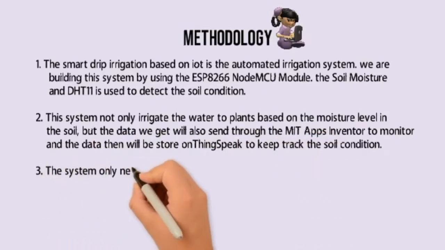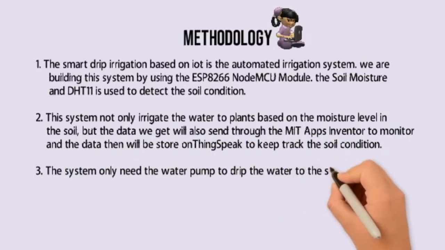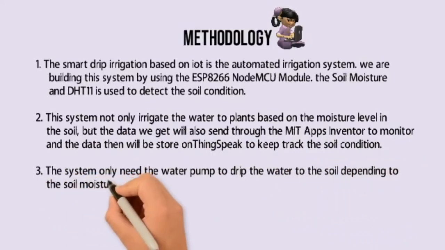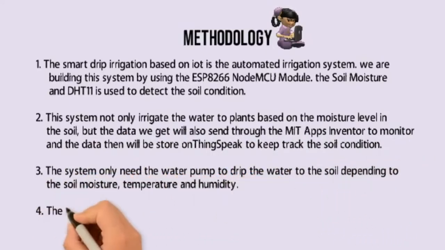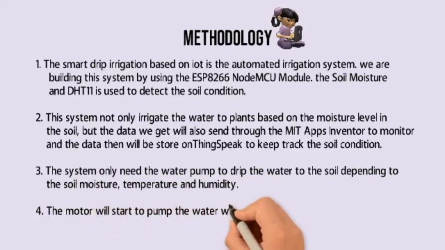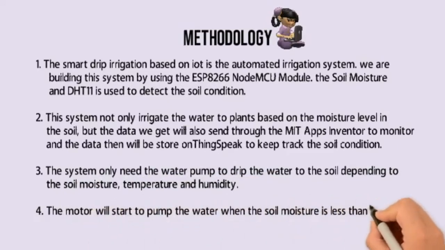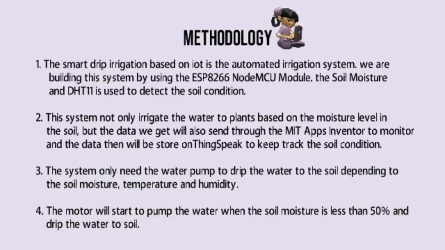The system only needs the water pump to drip the water to the soil depending on the soil moisture, temperature, and humidity. The motor will start to pump the water when the soil moisture is less than 50% and drip the water to the soil.